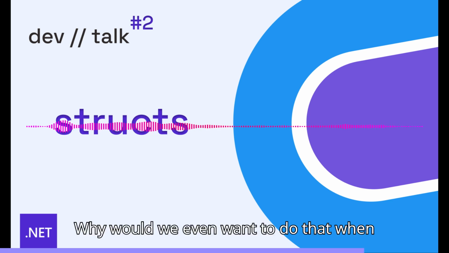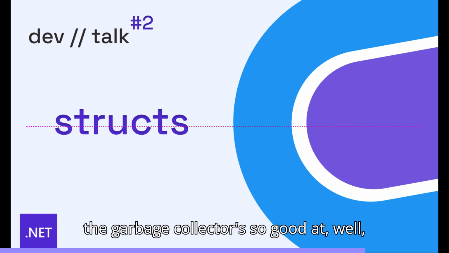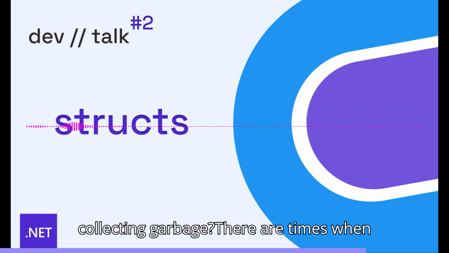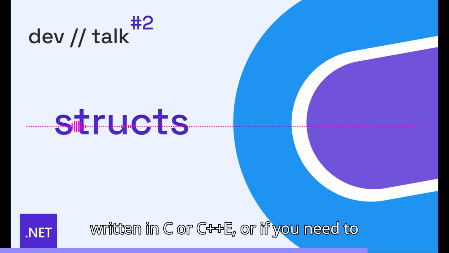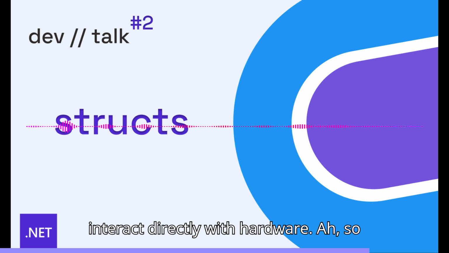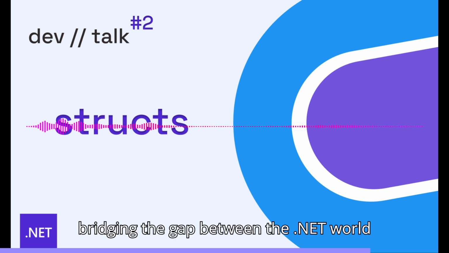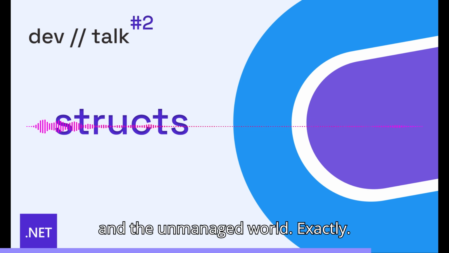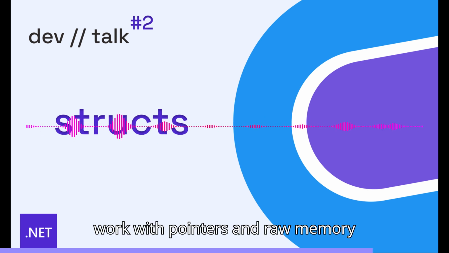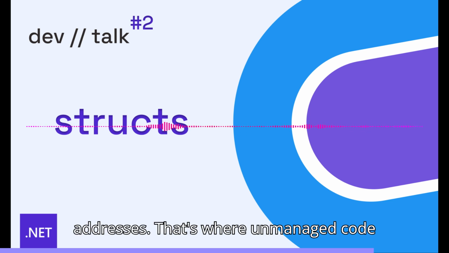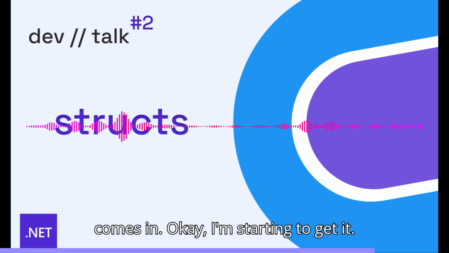It's all on us. Sounds powerful, but also kind of scary. Why would we even want to do that when the garbage collector is so good at, well, collecting garbage? There are times when it makes sense. Like if you're dealing with external libraries, maybe something written in C or C++, or if you need to interact directly with hardware. So bridging the gap between the .NET world and the unmanaged world. Exactly. And these external components, they often work with pointers and raw memory addresses. That's where unmanaged code comes in.